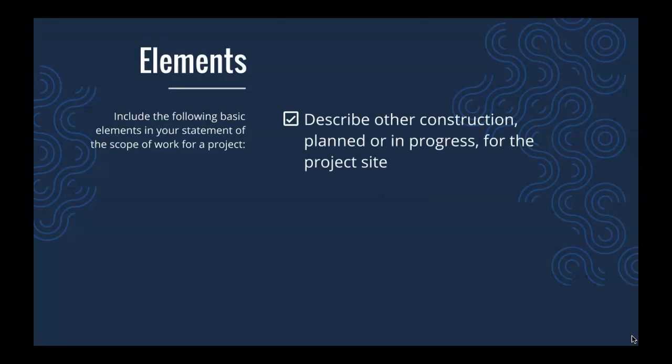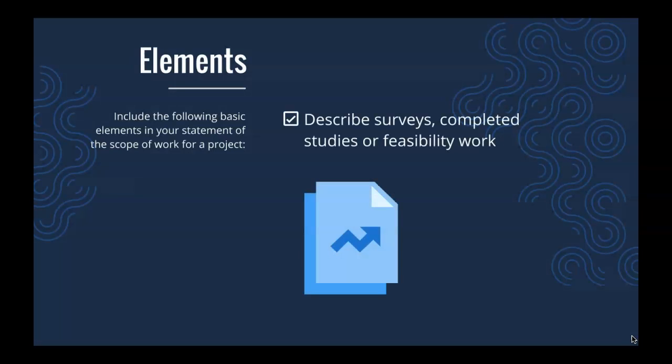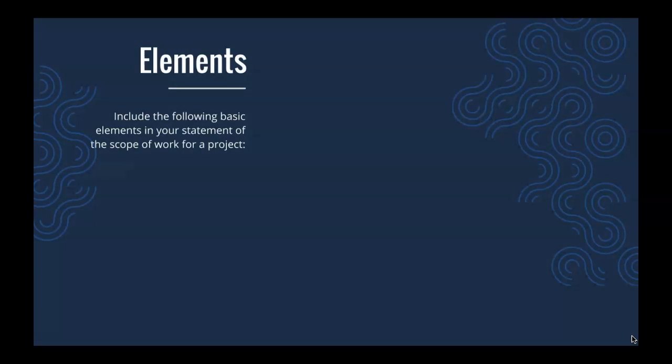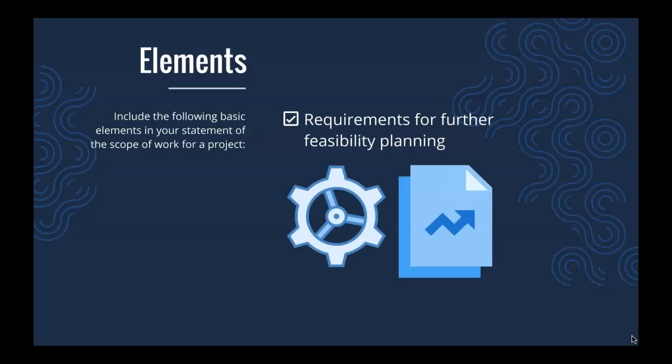Describe other construction in process or planned for the same site but not part of the scope of work. Describe completed studies, surveys, or preliminary feasibility work that's relevant to the project and available to the firms that will be shortlisted and interviewed. Include requirements for further feasibility planning prior to design and construction.